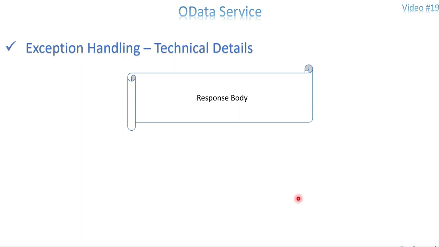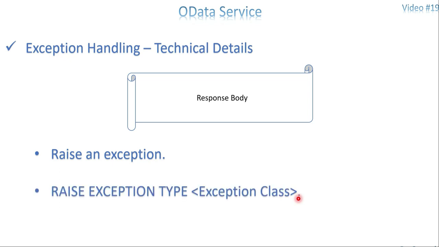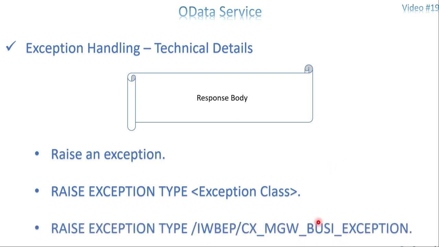So for the response body, you don't have any parameter to populate a message. For the response header, yes, there is a parameter, but for the response body, no. So just by raising an exception, you will get the information. You will get the 500 or 400 message in your response header, and the body will also get the information on what happened. And raise exception type exception class. This is the syntax, and I'm going to use one class, the business exception class, and I have one more class. If I use that class, it automatically changes my response code as well. I will show you that. So this is a way to populate a message to the response body.